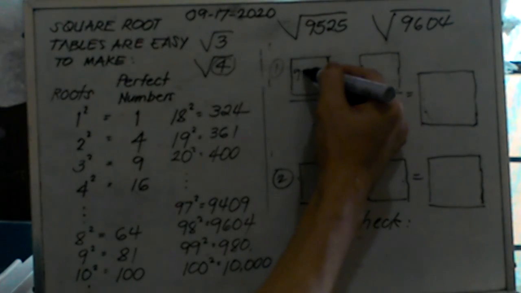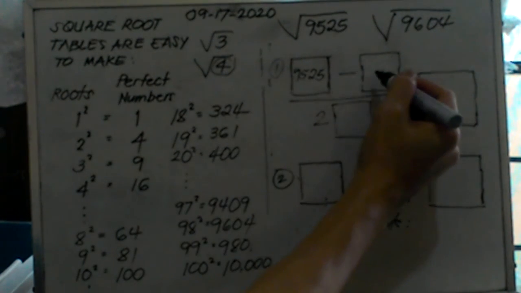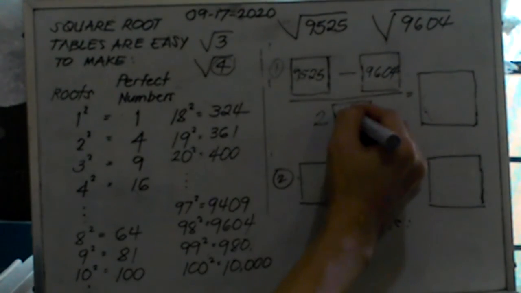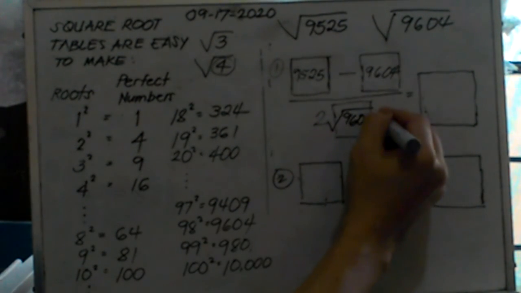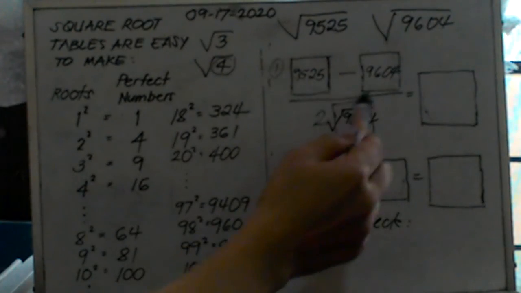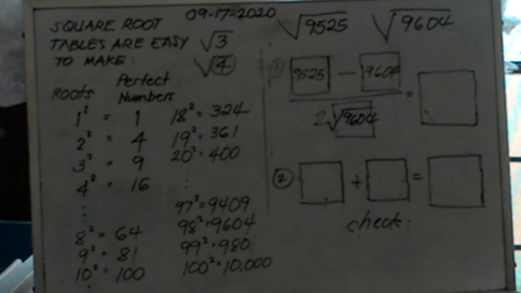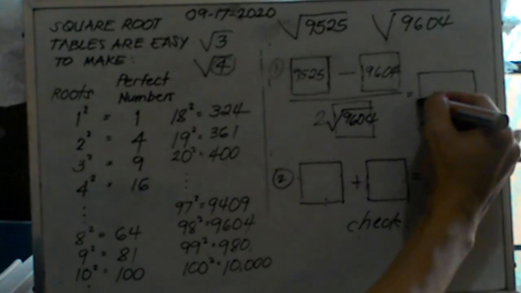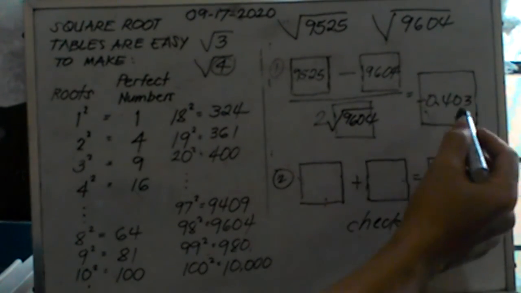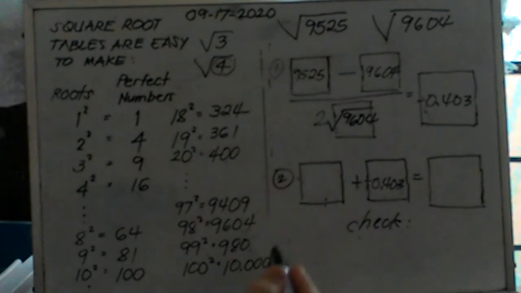And 9525. We place this one here. And the square root of 9604. So 9525 minus 9604 divided by the quantity 2 times square root of 9604 will give you negative 0.403. We bring this value here. And the higher limit here.